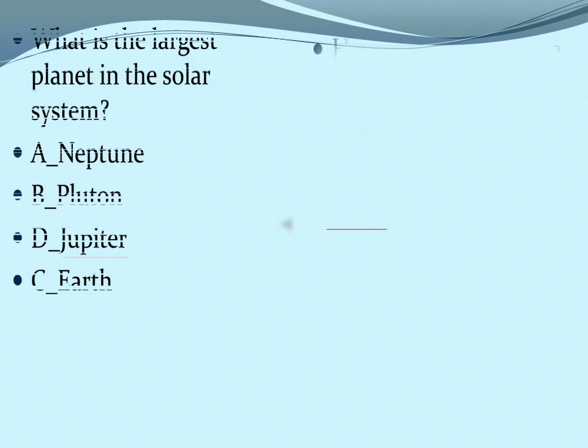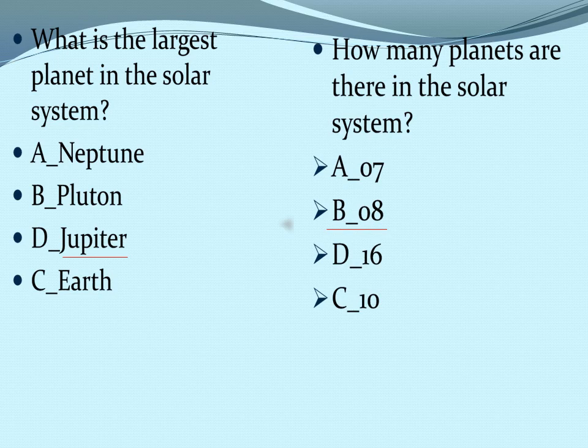What is the largest planet in the solar system? D. Jupiter. How many planets are there in the solar system? B. 8.